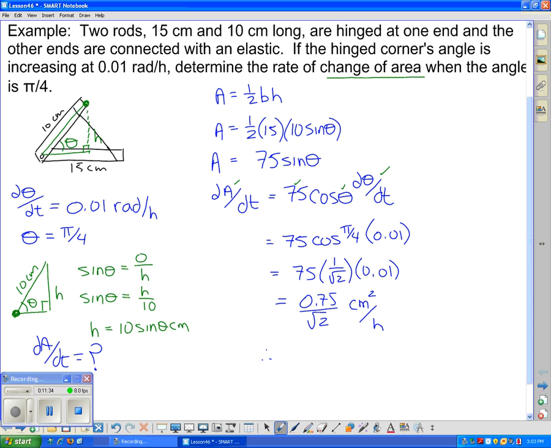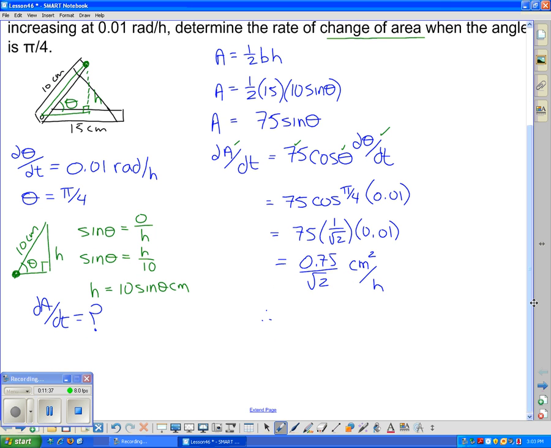So therefore, the area of the triangle is increasing at 0.75 over root 2 centimeters squared an hour.